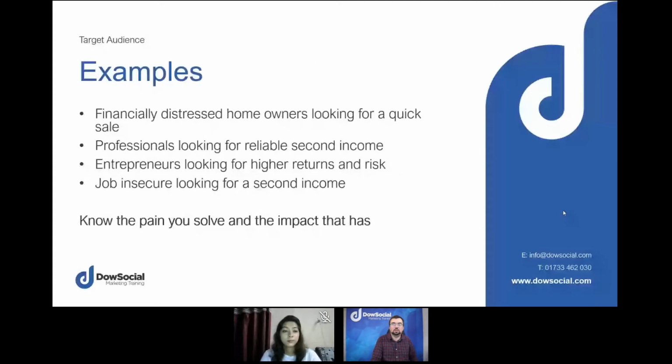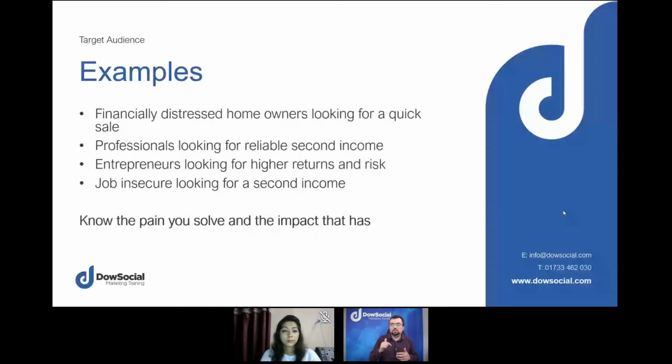Okay, so some examples here. Again, this was around property, but it was people that are financially distressed, own a house, and are looking for a sale because they can't pay their mortgage. Really nice, easy to understand pain point. If anyone else has got some businesses, I can throw some out in there. Please do put them in the chat.